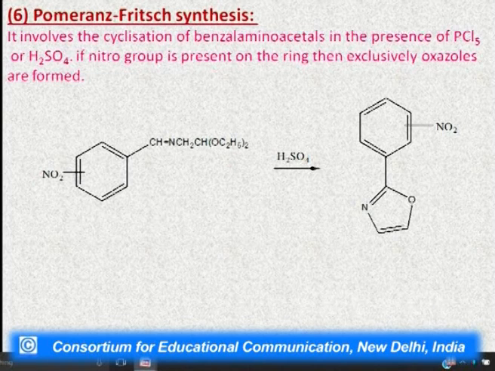The next important method of preparation of oxazole is the Pomeranz-Fritsch synthesis. It involves the cyclization of benzylamino acetals in the presence of phosphorus pentachloride or sulfuric acid. If a nitro group is present on the ring, then exclusively oxazole is formed in this reaction.